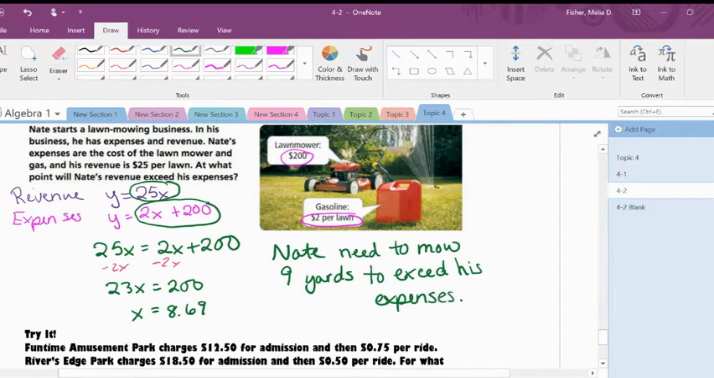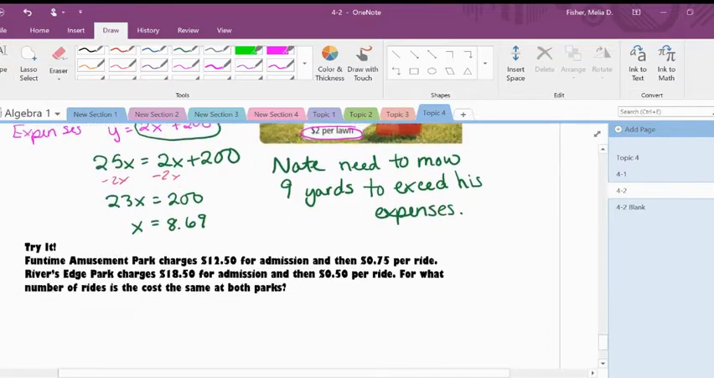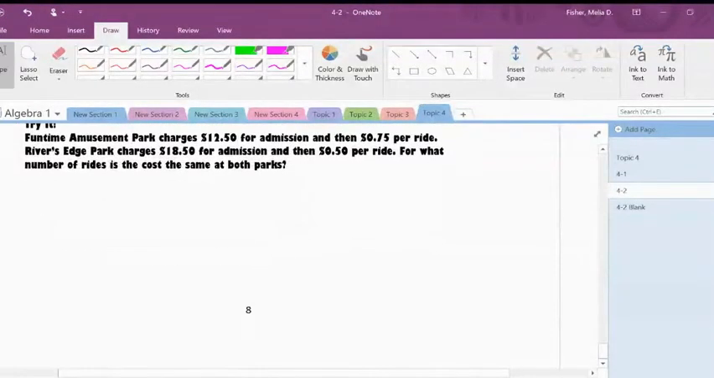Go ahead, pause the video, and do the try it. If you completed the try it on your own, you can simply fast forward to the end of the video to check your answers.